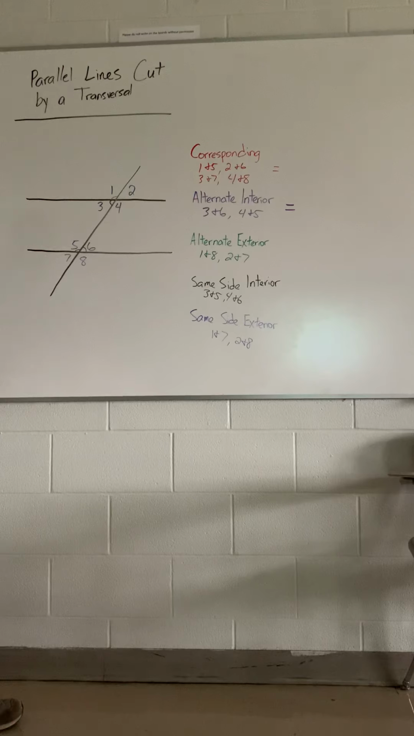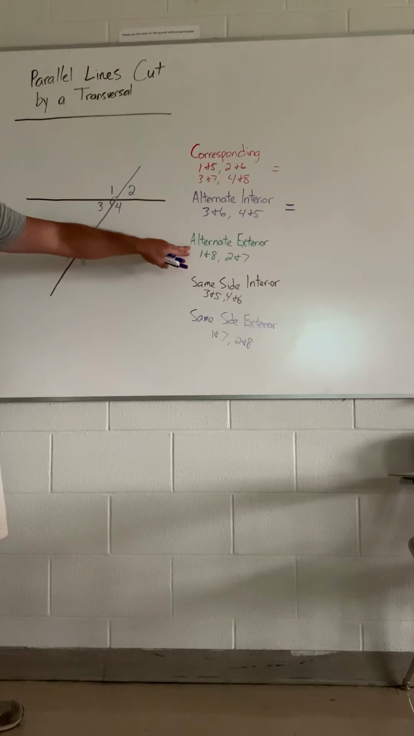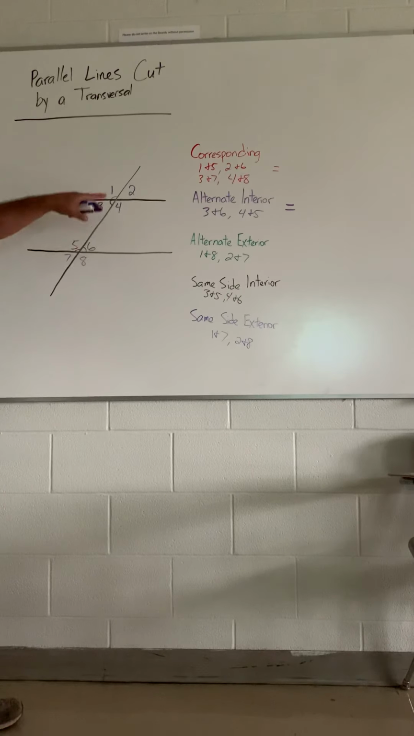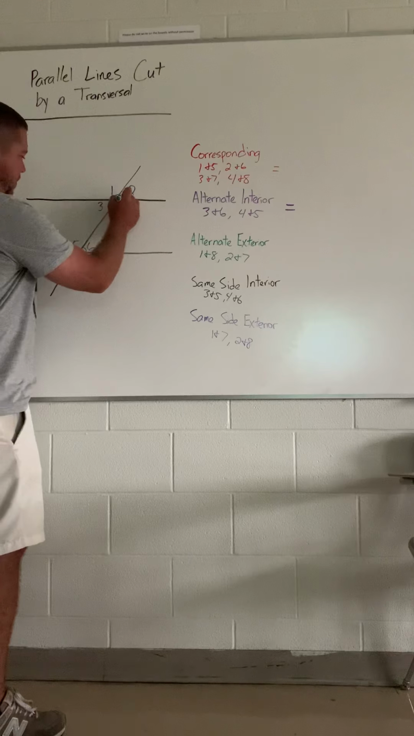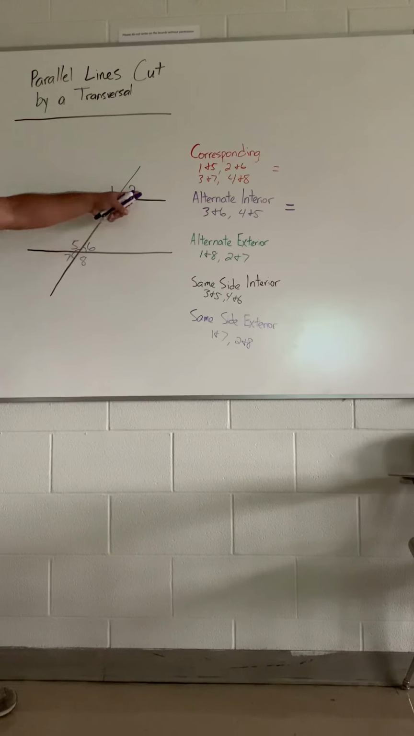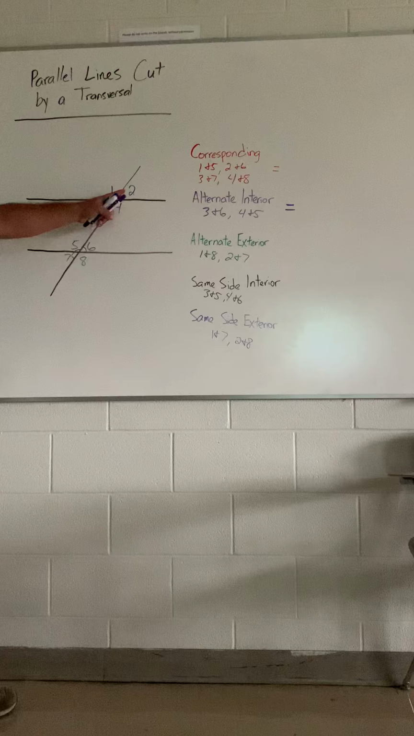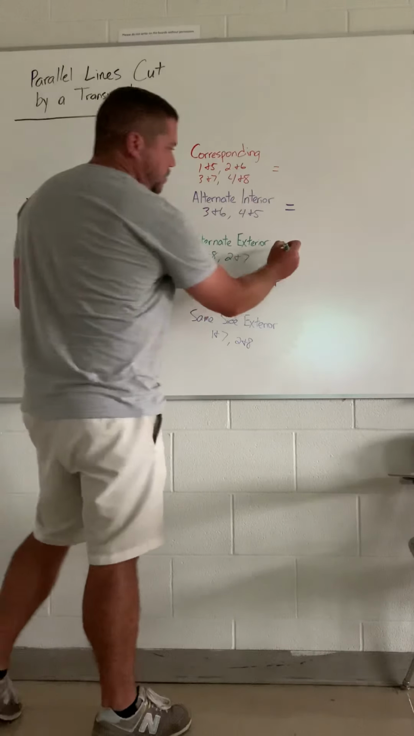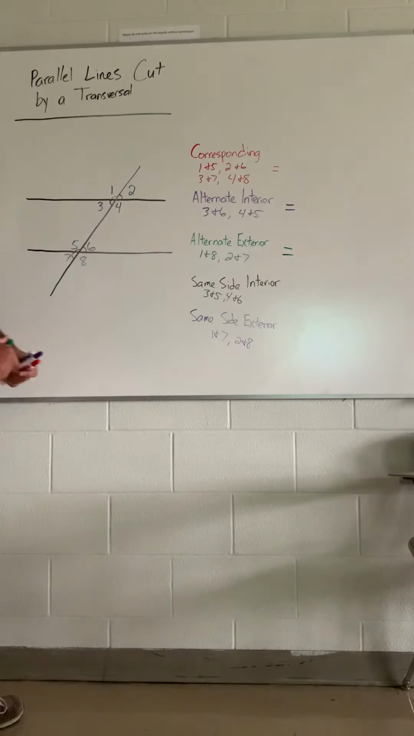Alternate exterior. And by the way, remember, this only works if these 2 lines are parallel. If these 2 are not parallel, then your alternate interior angles are not necessarily equal to each other. But if they are parallel, then these things apply. So the alternate exterior, let's go 2 and 7. Outside, opposite sides. Notice acute, acute. Those 2 angles are the same. 1 and 8 would also be the same. Any alternate exterior, any alternate interior, corresponding, they're all the same.